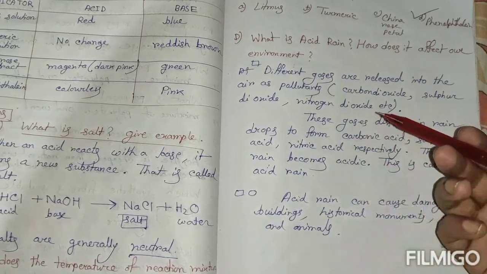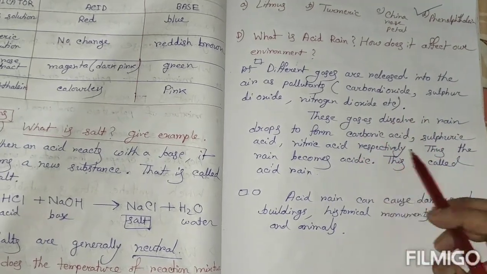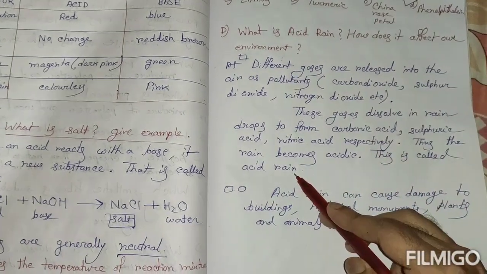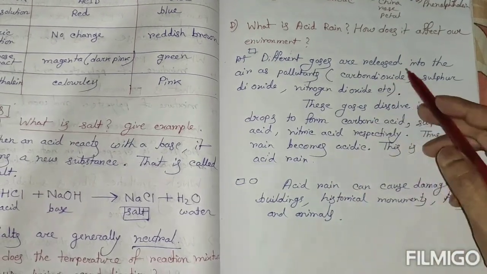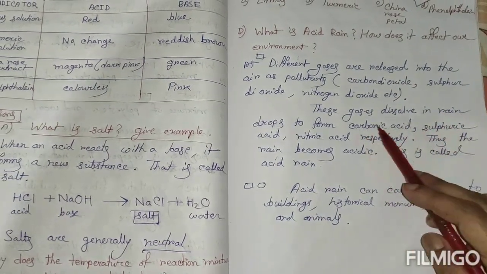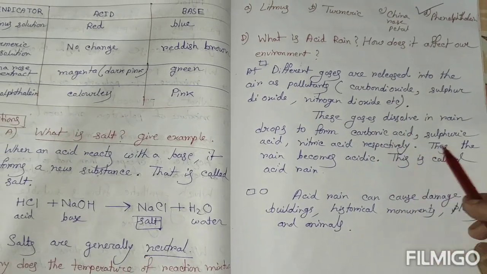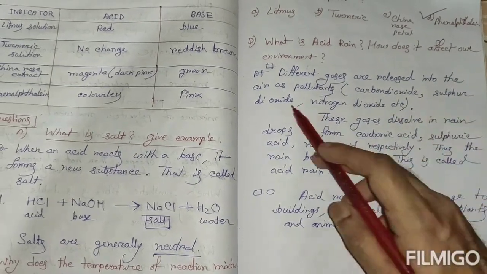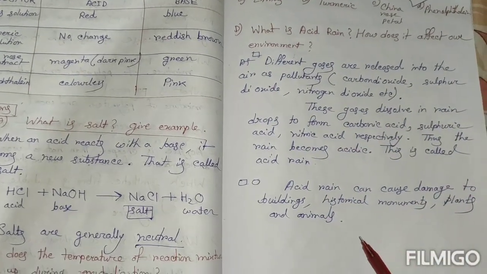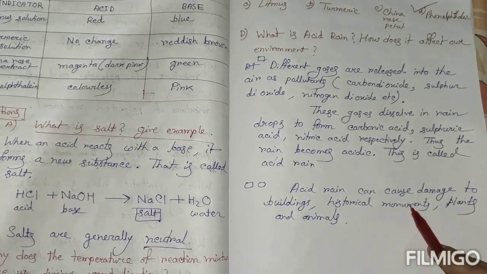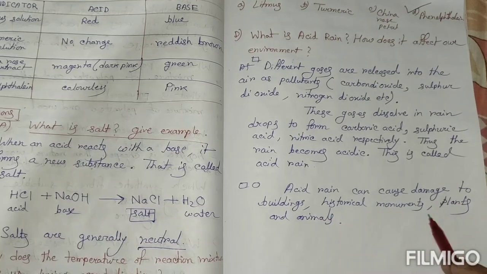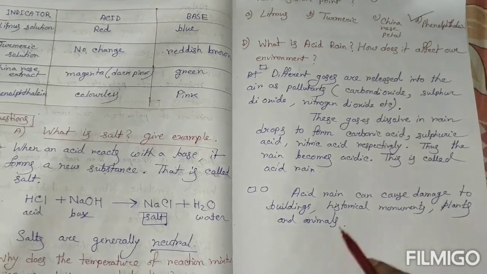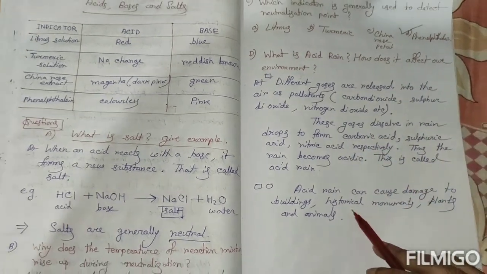So whenever these gases mix with water or rainwater, they form these acids, and when these acids come down to the earth, that is called acid rain. Acid rain means when these harmful gases mix with raindrops, they form these kinds of acids, so the rain becomes acidic. This is called acid rain. Now how does it affect our environment? It has an adverse effect on our environment. How? Acid rain can cause damage to buildings, historical monuments, plants and animals. So this is the answer to what is acid rain and how does it affect our environment.